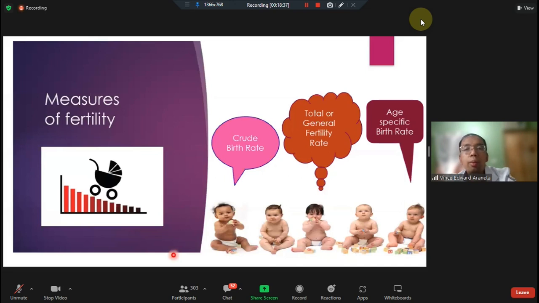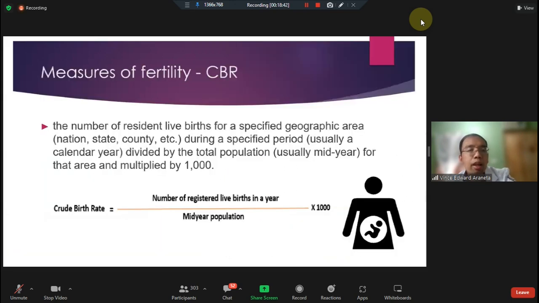For crude birth rate, it was just the number of resident live births for a specific geographic area during a specific period of time divided by the total population and then multiplied by 1,000. Actually, for most of the measures that I am discussing, we have that 1,000 as a constant. So CBR is the number of registered live births in a year divided by the mid-year population times 1,000.